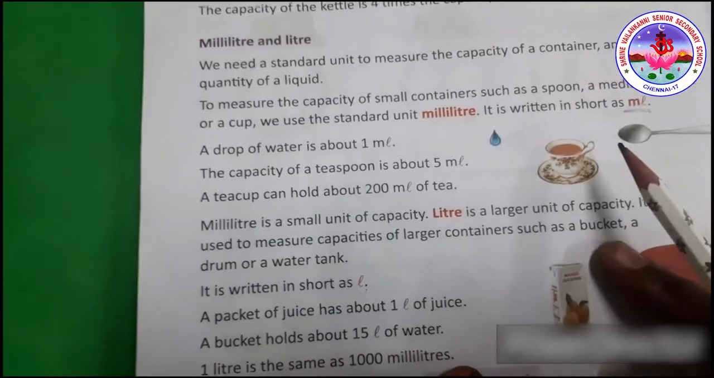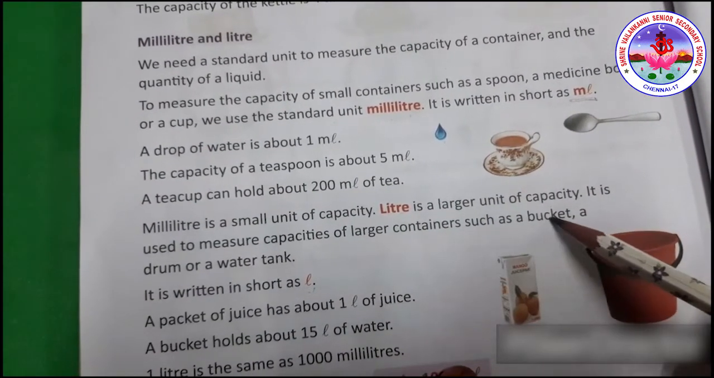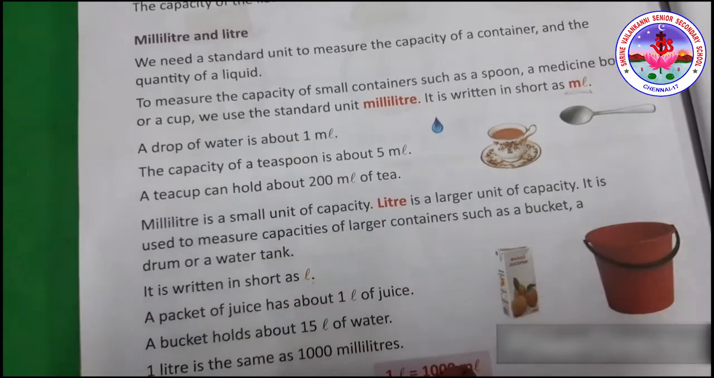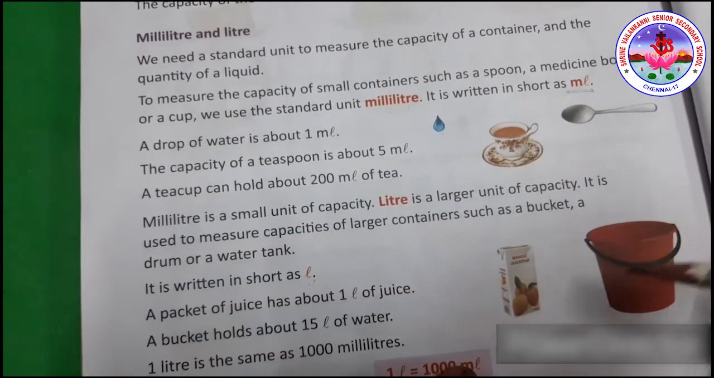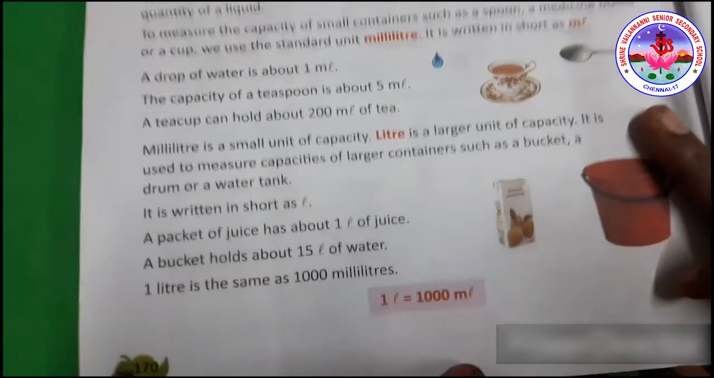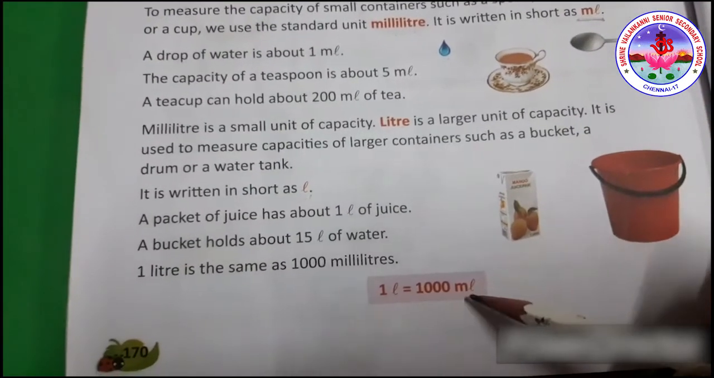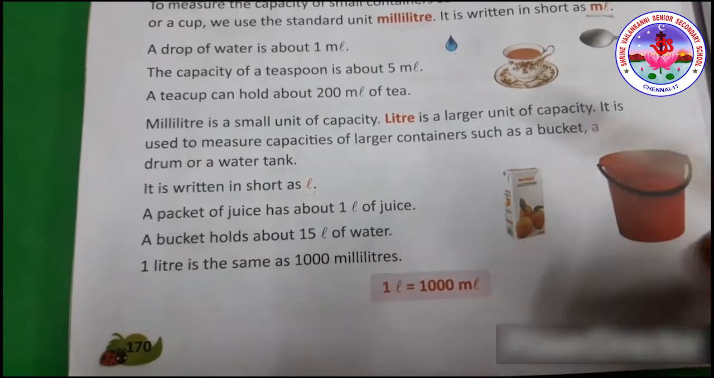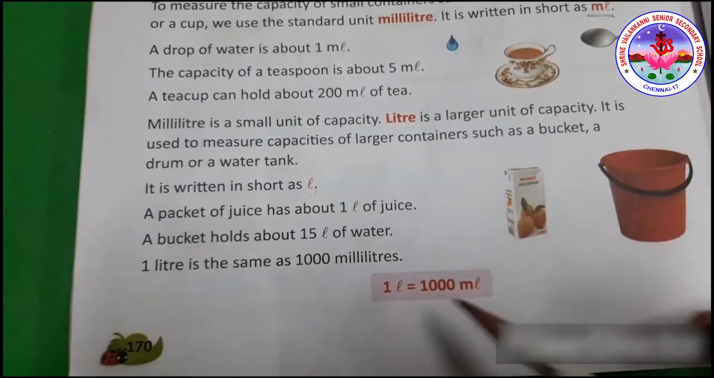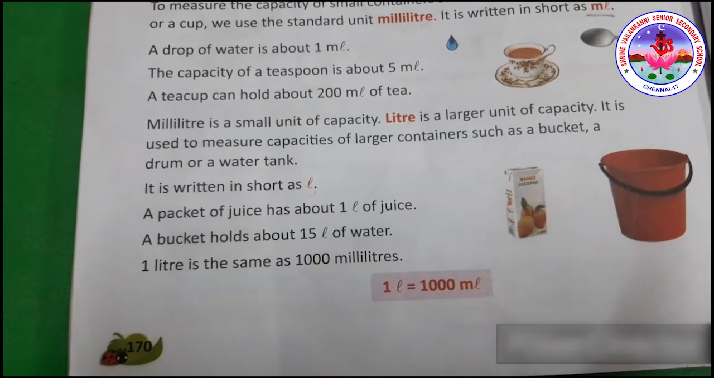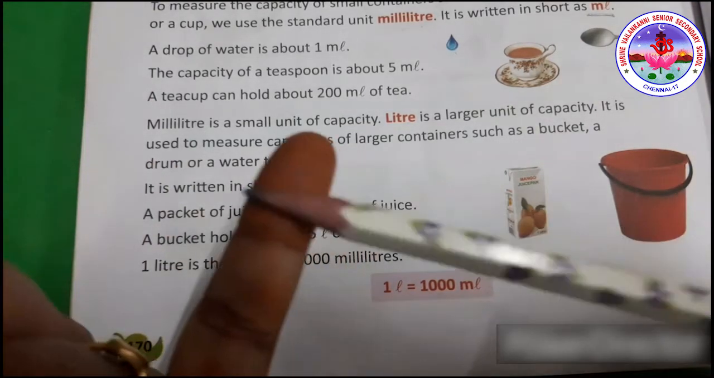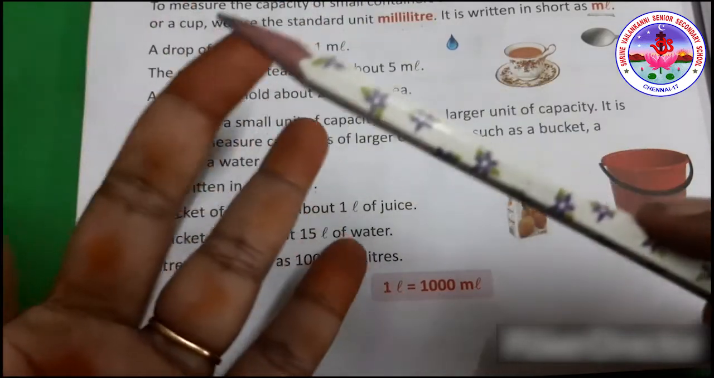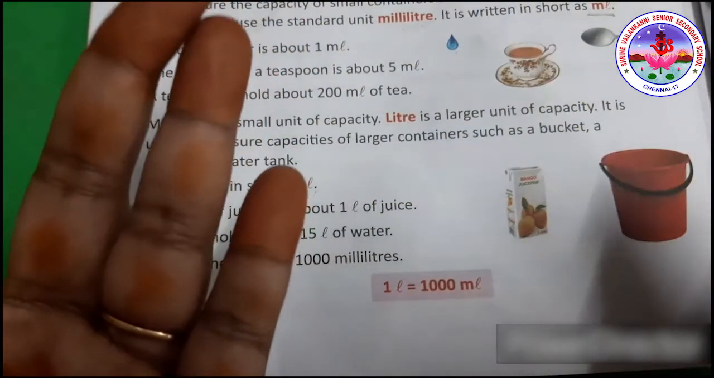So for larger capacity, like a bucket, a drum, a water tank in your house, which will hold more water, you will use liters. And this is one important fact: 1 liter is equal to 1000 ml. 1 liter is same as 1000 milliliters. Both quantities are the same. You should know what standard unit you have to use to measure either length, weight, or capacity.